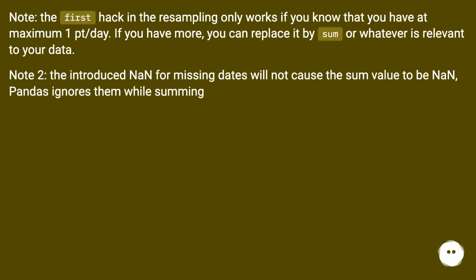Note: the first hack in the resampling only works if you know that you have at maximum 1 point per day. If you have more, you can replace it by sum or whatever is relevant to your data. Note 2: the introduced NaN for missing dates will not cause the sum value to be NaN. Pandas ignores them while summing.